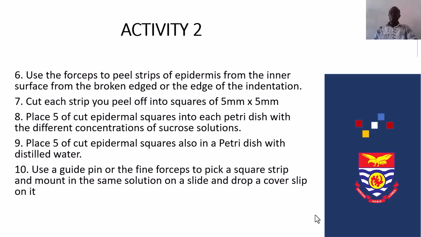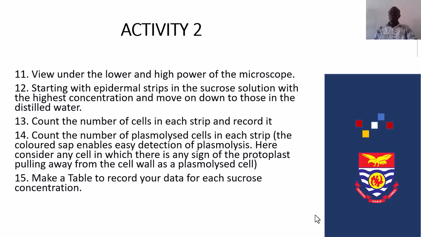Use a guide pin or the fine forceps to pick a square strip and mount it in the same solution on a slide and drop a cover slip on it. View under low and high power of the microscope, starting with epidermal strips in the sucrose solution with the highest concentration, and move on down to those in the distilled water. Count the number of cells in each strip and record. Count the number of plasmolyzed cells in each strip.